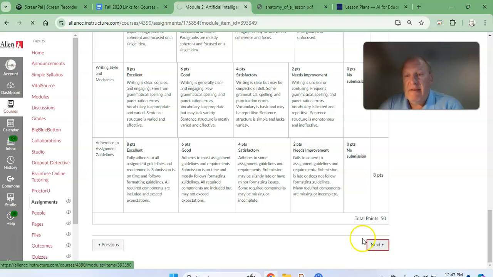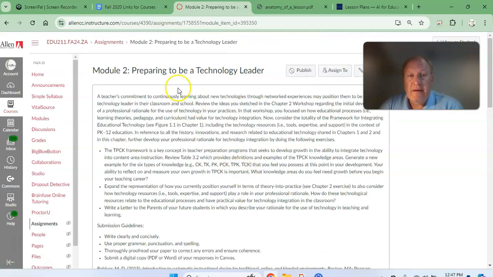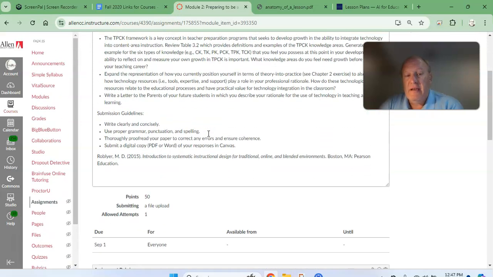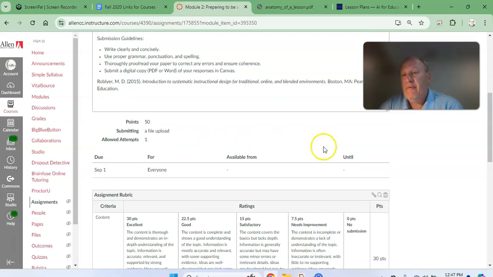Your second assignment for this week is how you're going to be prepared to be a technology leader. So take a look at this. Hopefully you like it. If you have questions, please let me know.